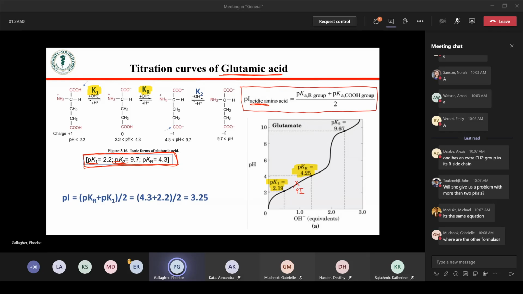Okay. So for this, you would use the pK of the R group, which is this one, and the pK of this carboxyl group, which is, remember, around 2. And so obviously the PI is going to be the average of these, so it's going to lie somewhere in the middle.